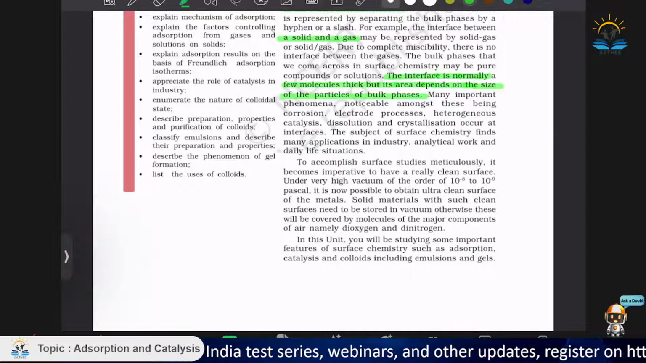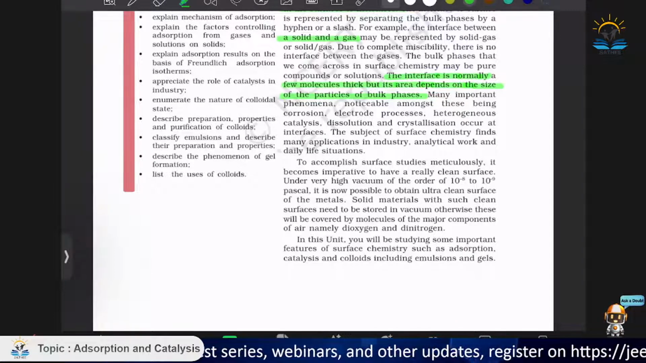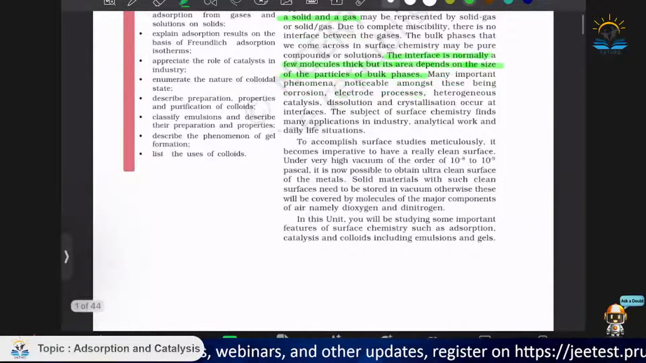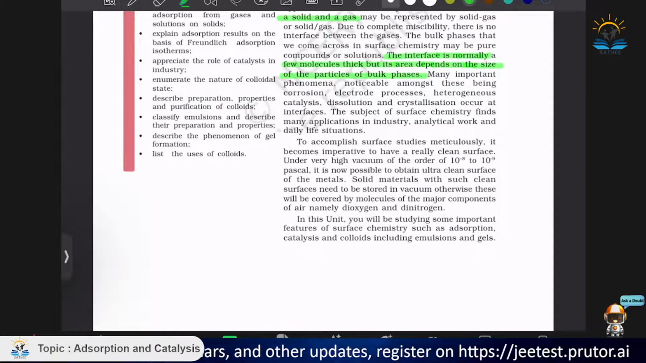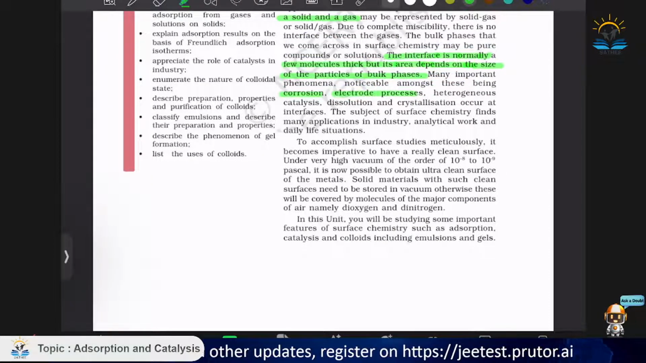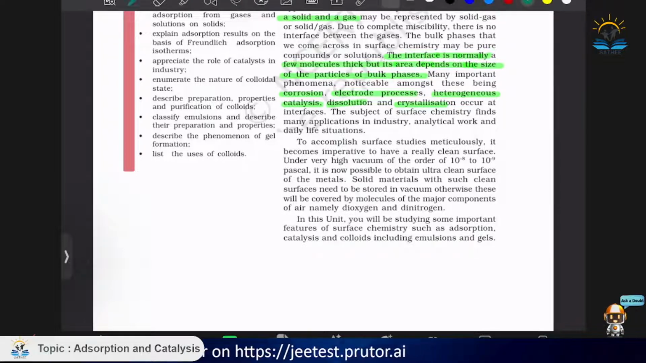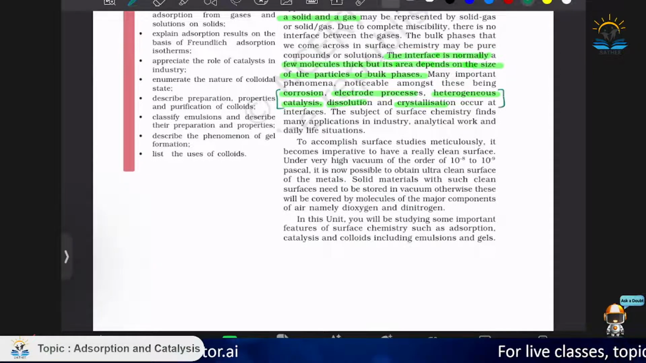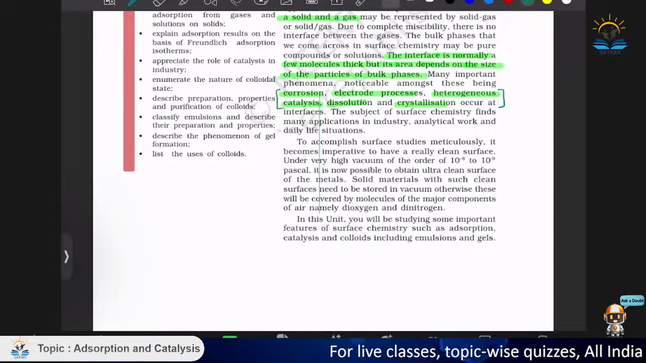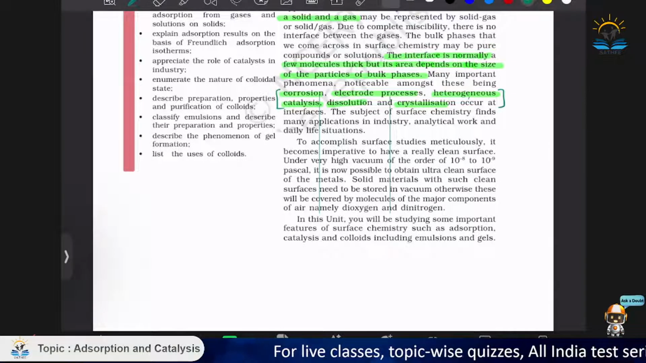Moving on. The most noticeable phenomena, NCERT says, are corrosion, electrode processes, heterogeneous catalysis, dissolution, crystallization. All of these occur at interfaces. It might be a little bit difficult to believe, but yes, all of these phenomena are surface phenomena or interface phenomena, including corrosion, electrode process, heterogeneous catalysis.